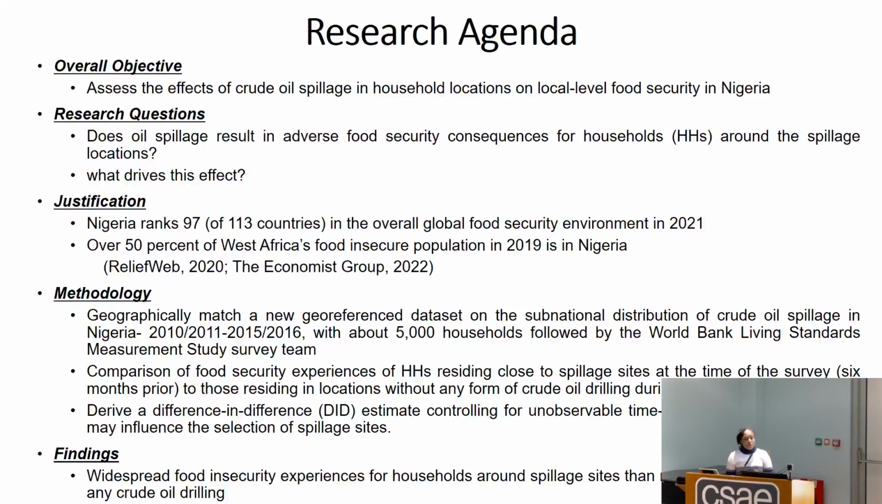We try to use a diff-in-diff identification strategy, and then majorly the findings lend credence to the fact that widespread food insecurity experiences of households around spillage sites were seen for the residents.